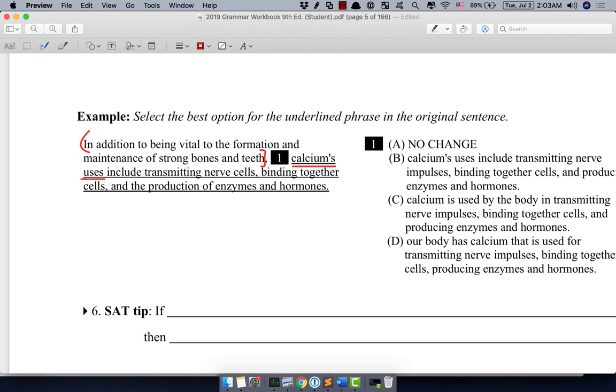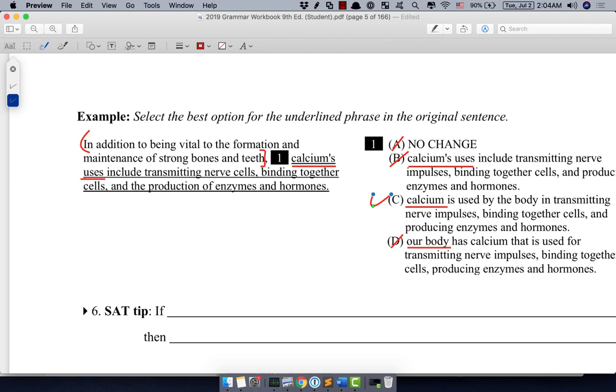Choice B, same thing here, calcium's uses. So underline calcium's uses. Don't read the whole sentence yet. C is calcium, just calcium. And D is our body, talking about the body. Once you have that, you think about the first part of the modifier and see what it is describing. The first part says something is vital to, and vital means important. So something is important to the formation and maintenance of strong bones and teeth. What is important? Is it the calcium's uses, or the calcium, or our body? The answer is it's calcium. Calcium is important to forming and keeping strong bones and teeth. It's calcium itself. So if you just look at the first word, you know right away that A is wrong, B is wrong, and D is wrong, and the only thing left is C. So C right away is the answer, and you don't even need to read the rest of the sentence.